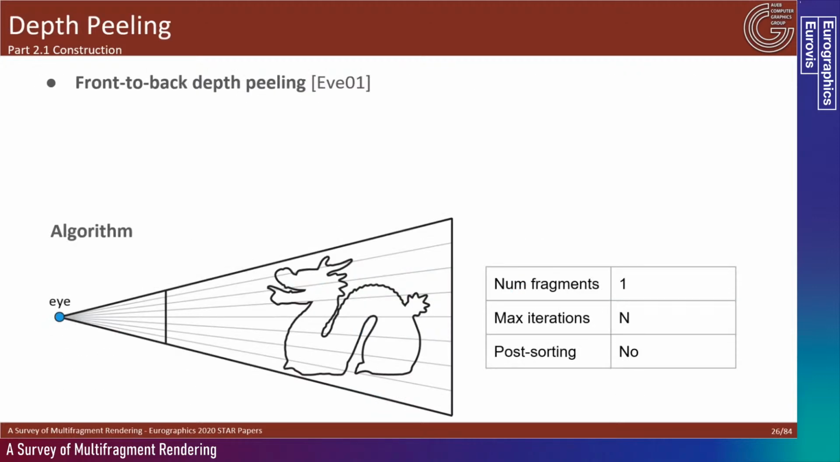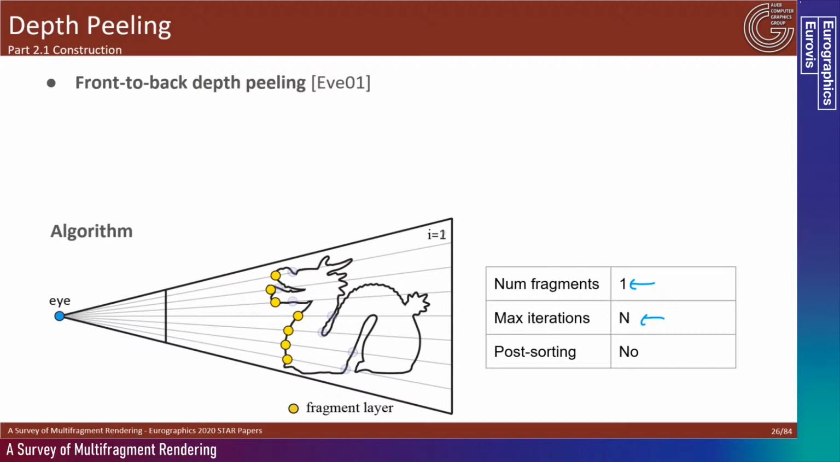Probably the most well-known iterative MFR technique is the front-to-back depth peeling. This method works by rendering the geometry multiple times and extracting a single fragment layer per iteration in ascending depth order. Specifically, the algorithm starts by rendering the scene as usual and writes into the depth buffer the closest fragment to the camera. Then it proceeds in an iterative fashion where in each iteration the next closest fragment to the camera is recorded. And finally, the process stops when the maximum number of iterations as set by the user is reached, or if no more fragments are generated.